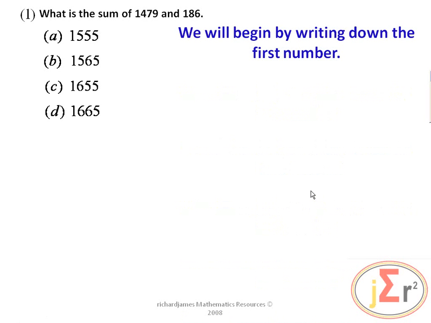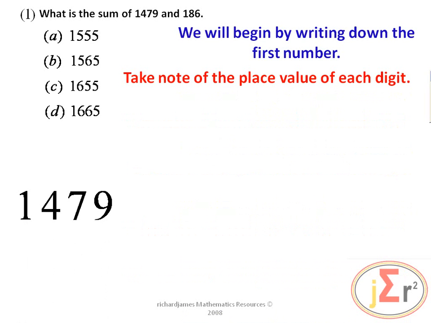We will begin by writing down the first number. Take note of the place value of each digit. Jerry, please give me those place values. The place value of the 9 is 1, 7 is 10, 4 is 100, and 1 is 1,000. Okay.